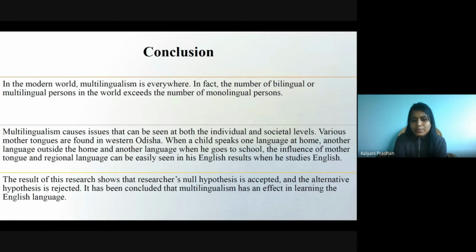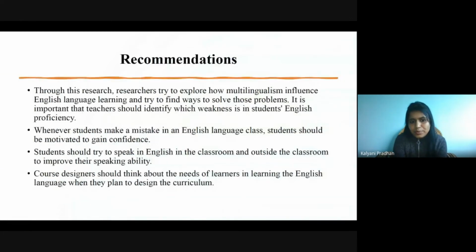The influence of mother tongue and regional language can be easily seen in his or her English result when he or she studies English. The result of this research showed that the researcher's null hypothesis is accepted and the alternative hypothesis is rejected. It has been concluded that multilingualism has an effect on learning the English language. Here I give some recommendations.